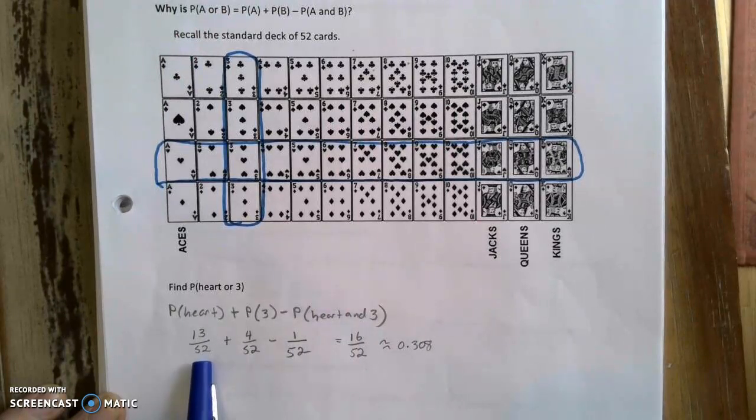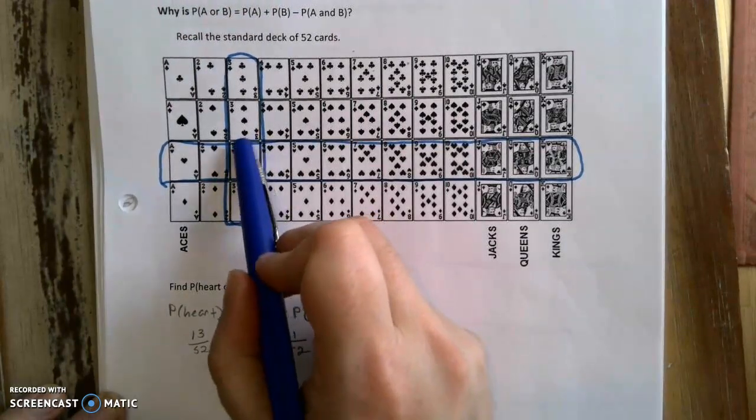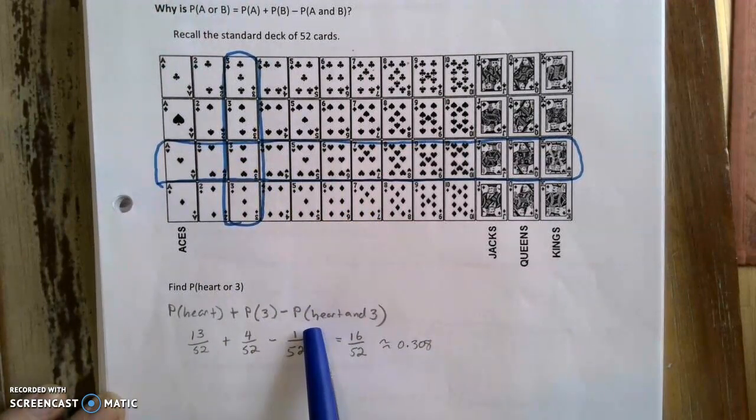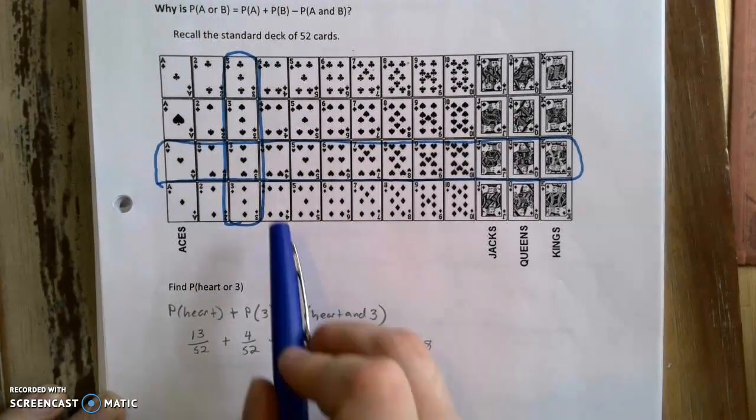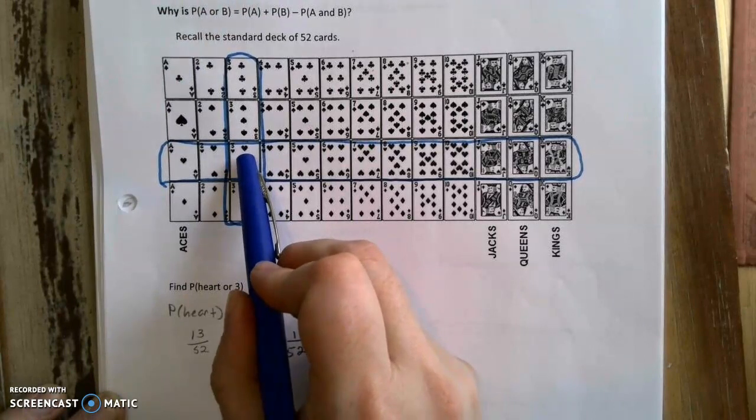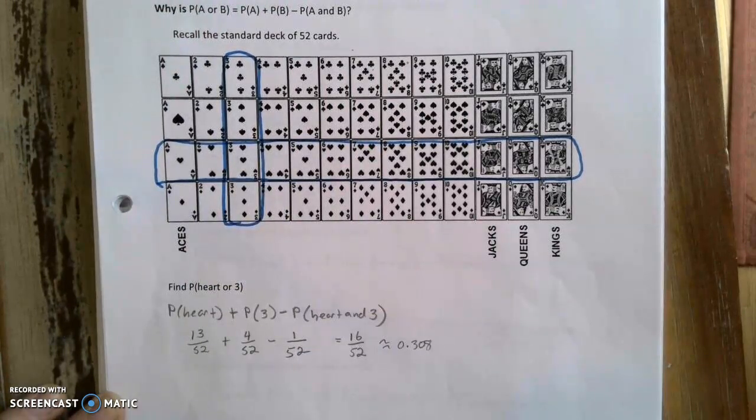The heart is 13 out of 52. The 3 is 4 out of 52. But then we counted this one twice, so we have to subtract off 1 out of 52, this one card that is a heart and a 3. So our result is 16/52, which is approximately equal to 0.308.